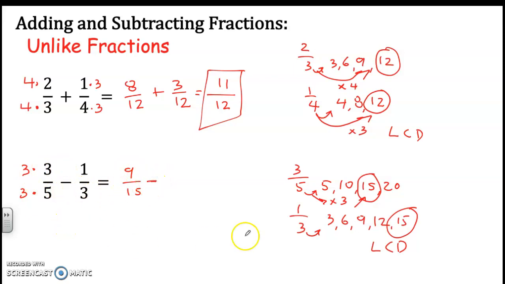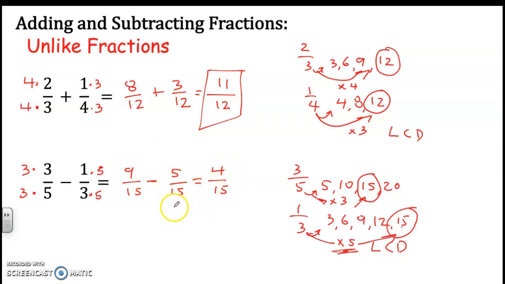Minus. By what number did I multiply the 3 to get to 15? 3 times 5 gave me 15. Multiply times 5, the bottom and the top. 1 times 5 is 5. 3 times 5 is 15. Same denominator. That's the whole trick about fractions. Same denominator. Keep it and do whatever you have to do on the top. If it's an addition, you add. If it's subtraction, you subtract. 9 minus 5 is 4.